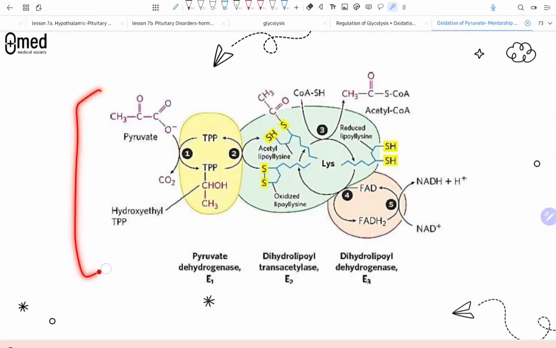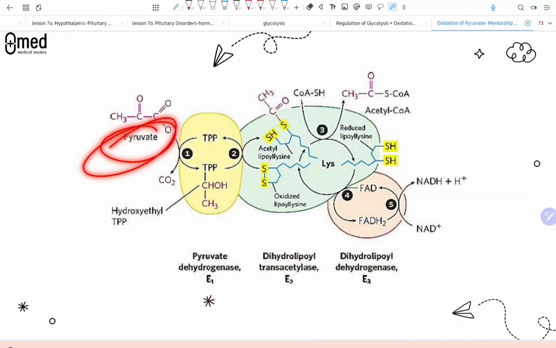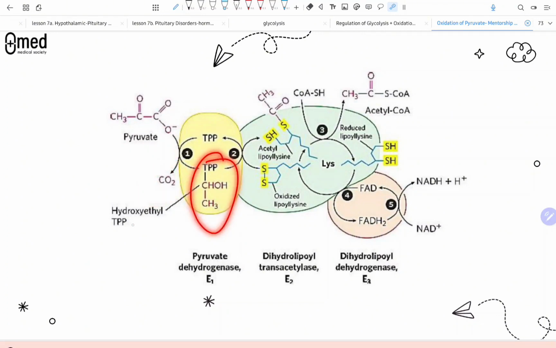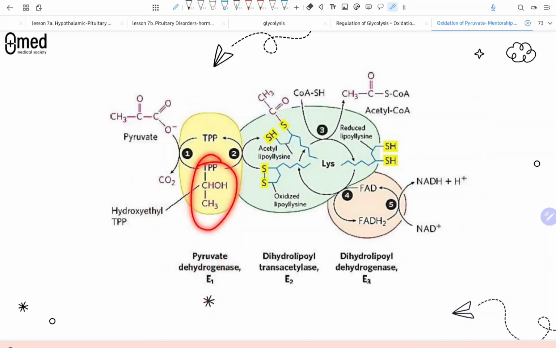There's an enzyme called pyruvate dehydrogenase. It's kind of complex. It's made up of three parts. I don't want you to know all the details, I just want you to know what I'm going to say right now. We start with pyruvate, and we take carbon dioxide from pyruvate, and this forms hydroxyethyl TPP. This happens in the first enzyme of this enzyme complex.